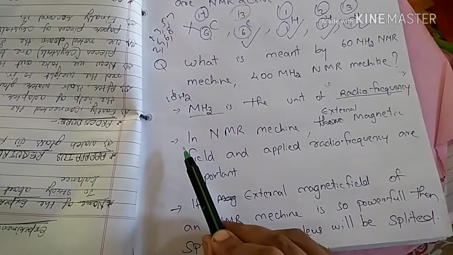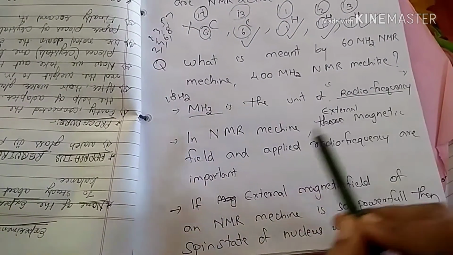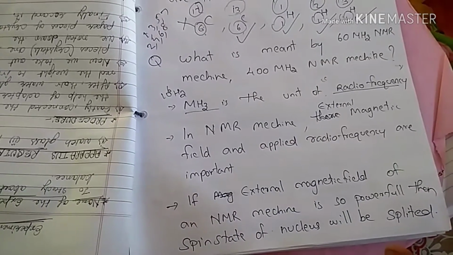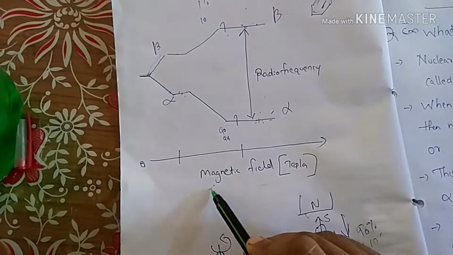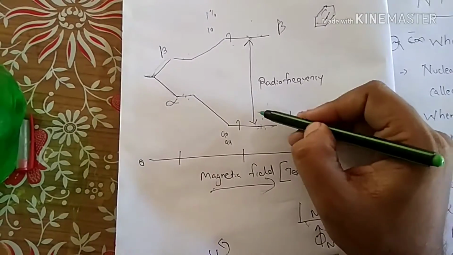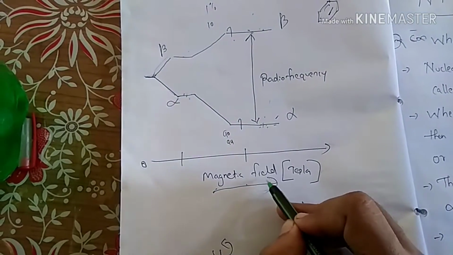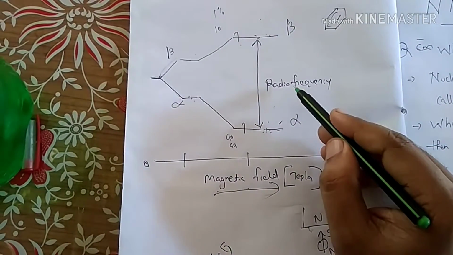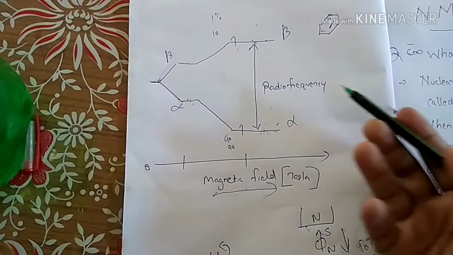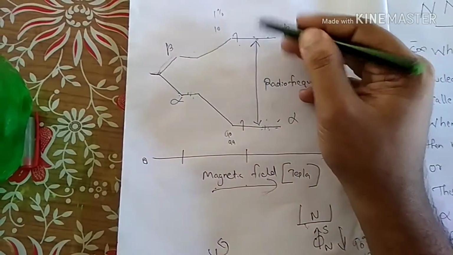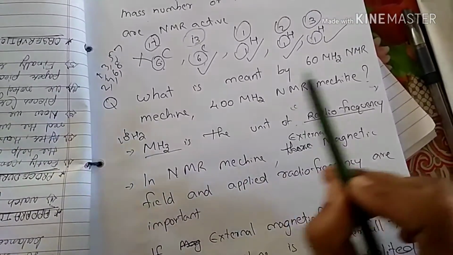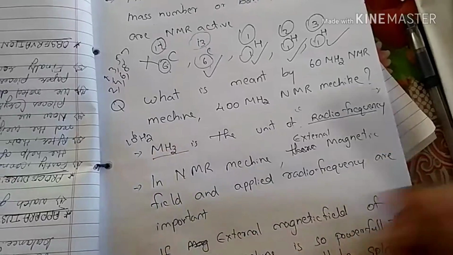Second point, in an NMR machine, the external magnetic field and the applied radio frequency are important. We have seen in the previous class, previous page, that the magnetic field is important and the radio frequency is important. Why is the magnetic field important? Because the magnetic field is the reason for the splitting between two spin states. Why is radio frequency important? Because radio frequency is the reason for the resonance between these two spin states.